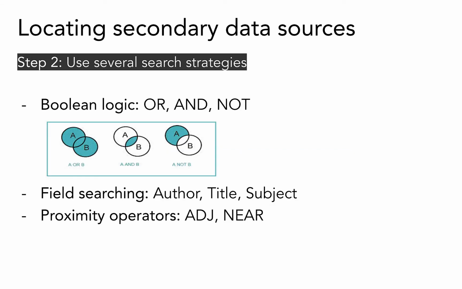Other tips and tricks would be to use Boolean logic: or, and, not, which allow you to maximize or limit your search to certain key terms. Field searching, so searching by author, title, subject, or date is really useful as well. You can use proximity operators such as adjacent, ADJ, or near, which allows you to, again, direct your search better.